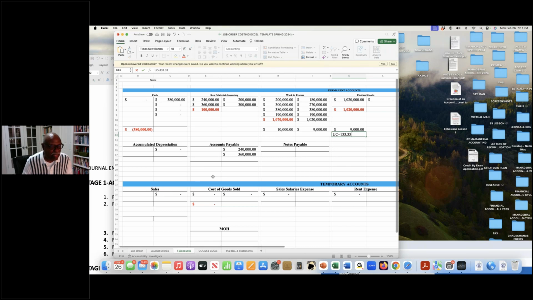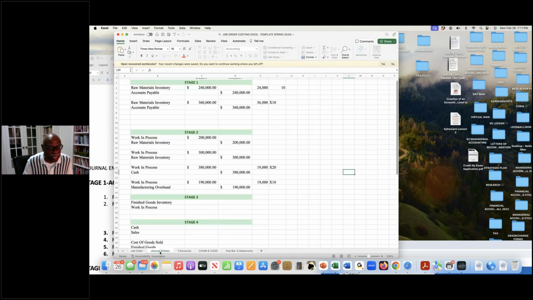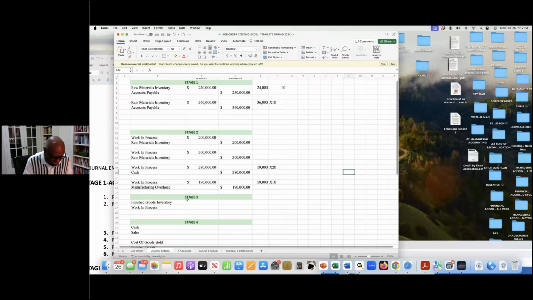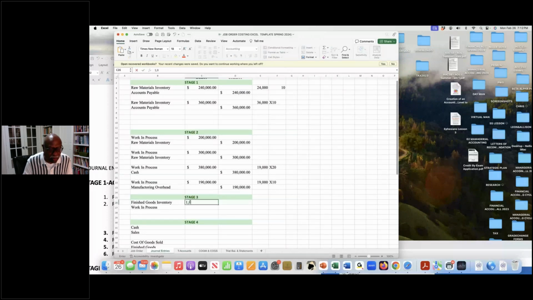So what are we going to do with that? Let's go to journal entries. First of all, let's go ahead and make this journal entry, stage 3. The amount that we transferred, 1,020,000, is the amount in that journal entry. Okay. Now we need stage 4.